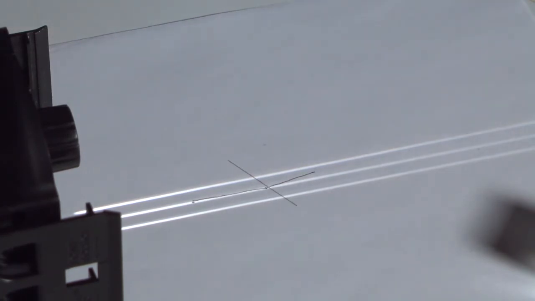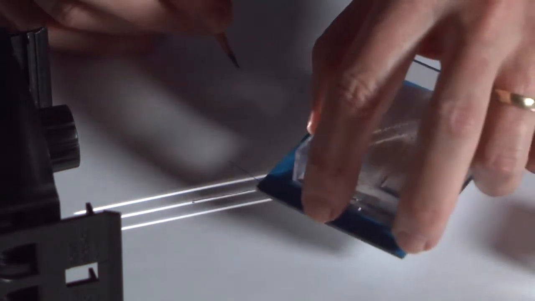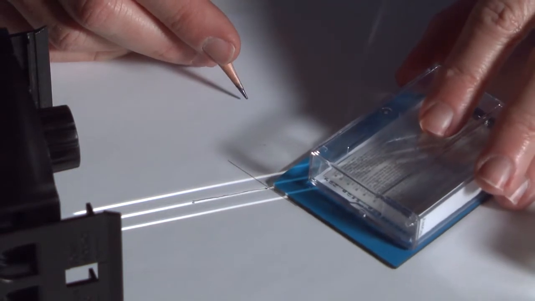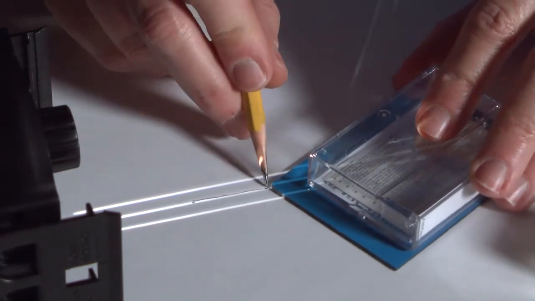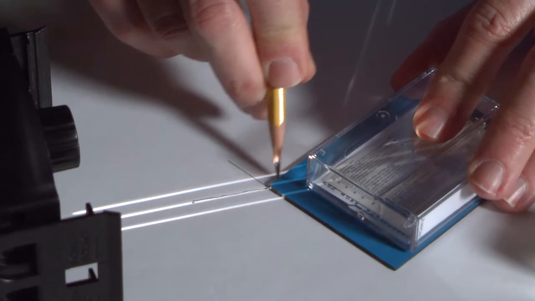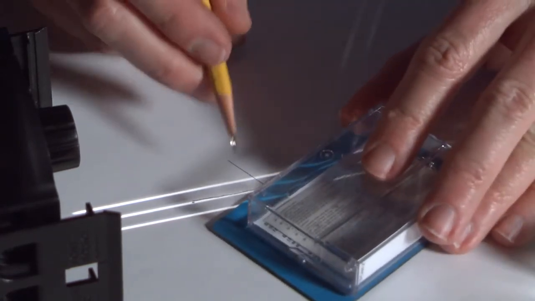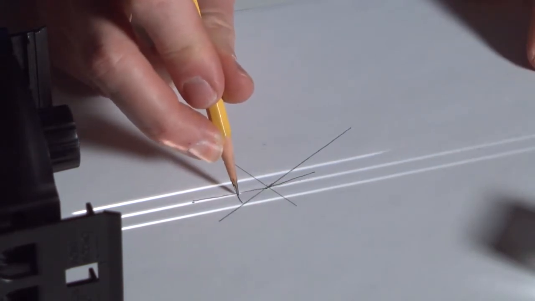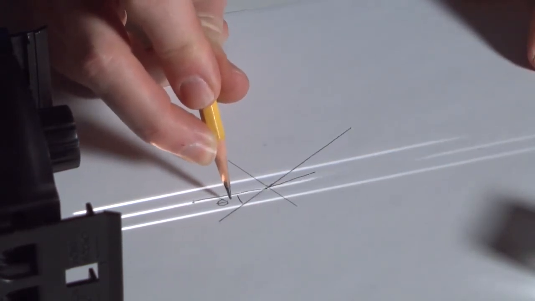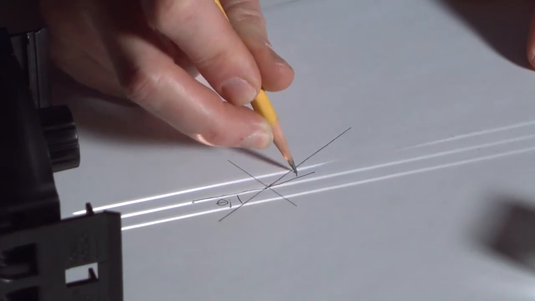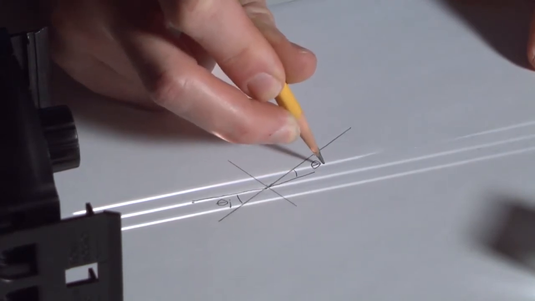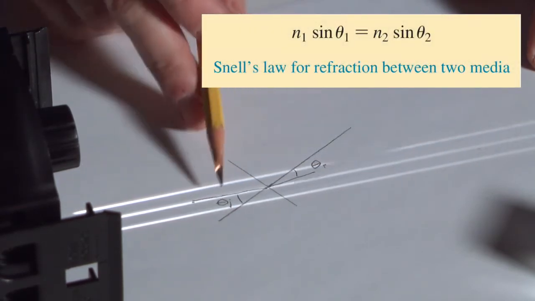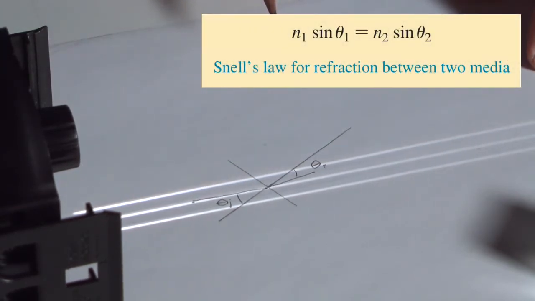And now I'll again draw perpendiculars to the surface. We always have to do that. That's our normal, because we always measure angles with respect to the normal. Okay? And I have this angle right here, which is my incident angle. And I have this angle right here, which is my refracted angle. And there's a relationship between these angles that's given in the textbook, and it's called Snell's law.